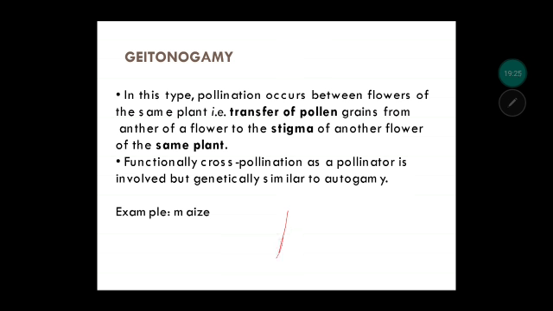See, this is a plant. Here one flower is there. Here another flower is there. Autogamy means pollination is happening inside this flower only. Geitonogamy would mean that pollination can occur between these 2 flowers. So functionally it is cross-pollination, but genetically it is like autogamy. Because it is in the same plant, no genetic difference will be there, like in maize.